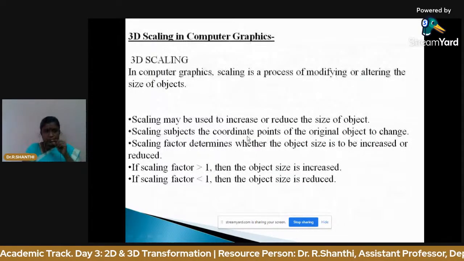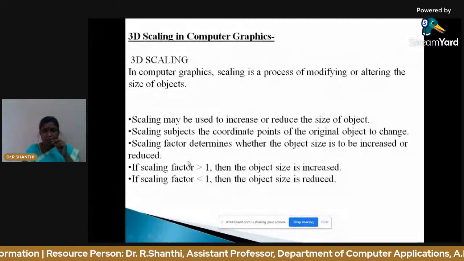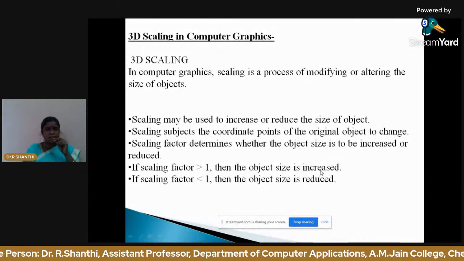Next we go for scaling. Scaling in computer graphics. Even here you check for the same scaling factor. It should be greater than 1. Then you call the size increased.